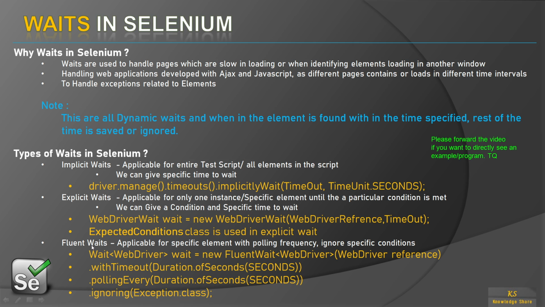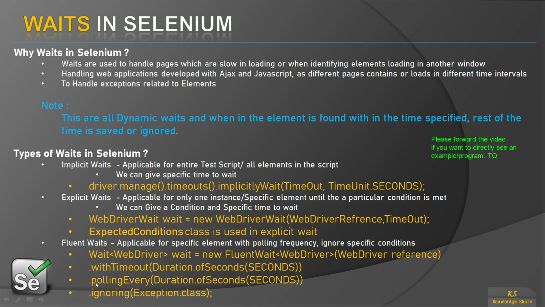Next, what is this fluent wait? These fluent waits are used in some cases where you need to use polling periods. The concept here is, compared to explicit wait, you have more features here. One is you can specify the time.